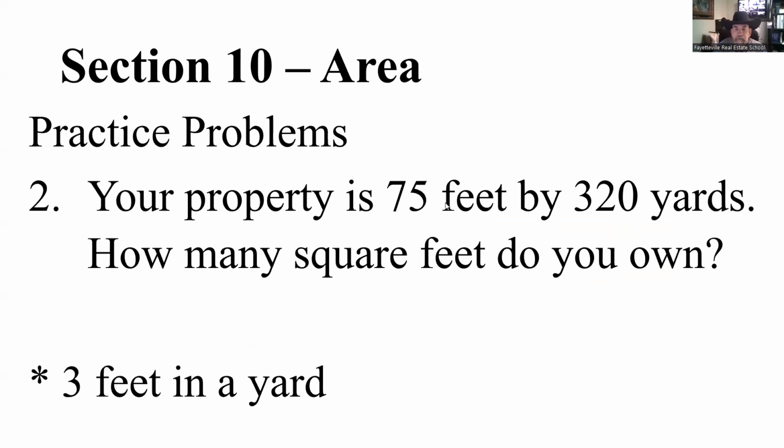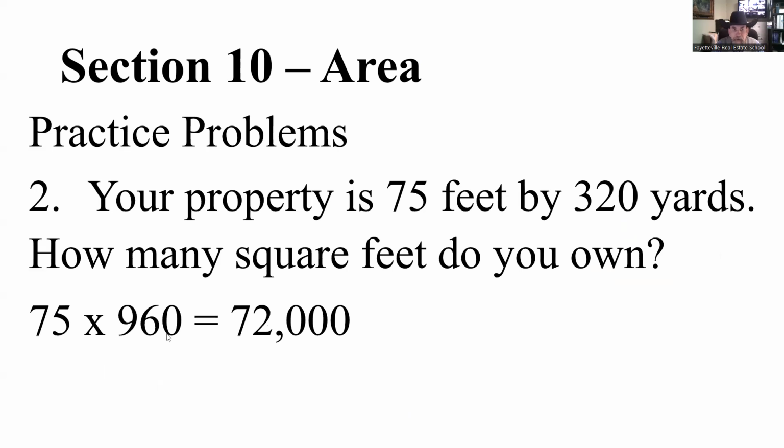Your property is 75 feet by 320 yards. How many square feet do you own? Both of these have to be in feet, and this side of the equation is 320 yards, and we know that there are 3 feet in a yard. So we're going to take the 320, multiply it by 3, which equals 960, and then multiply that by 75. Now we can multiply that 960 feet by the 75 feet, and we get 72,000 square feet.